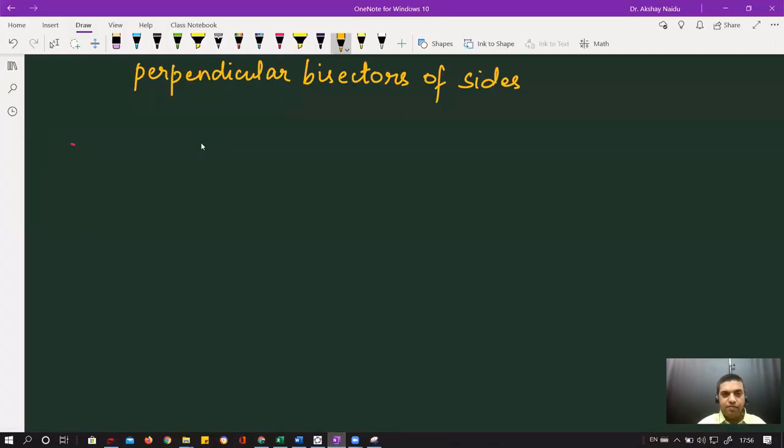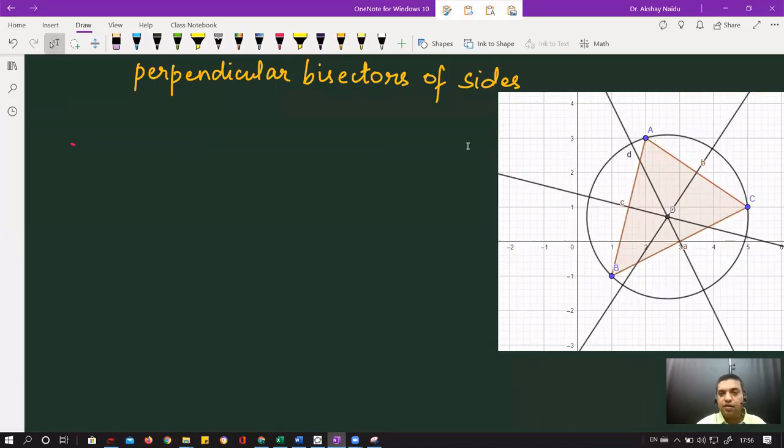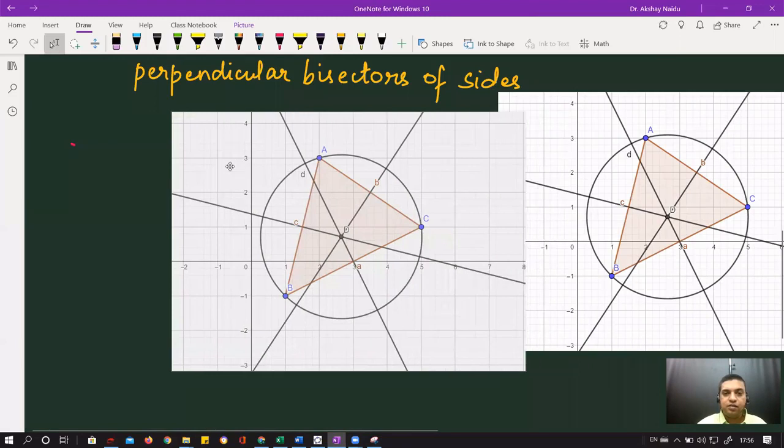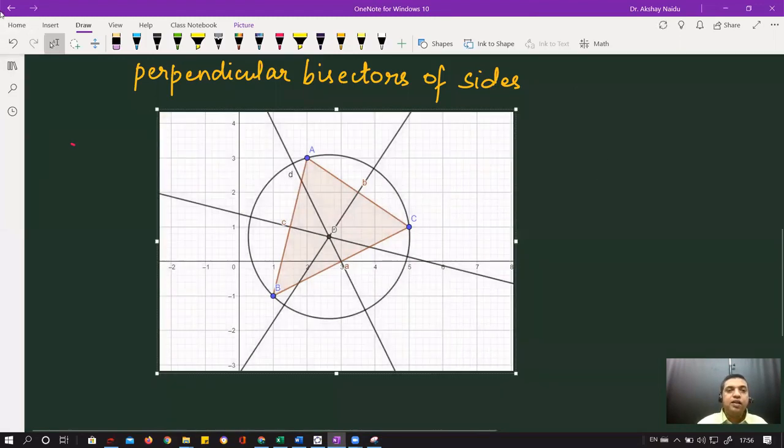Going back to our blackboard. So this is the point of intersection of the perpendicular bisectors. Now, this circumcenter has properties. Right now, we are not speaking from the straight lines point of view. We are speaking from the point of view of distances. Now, we called this point S, circumcenter.